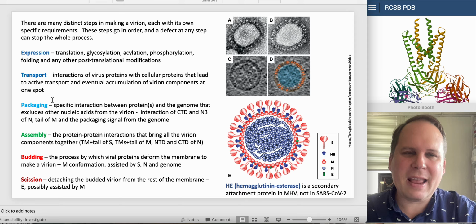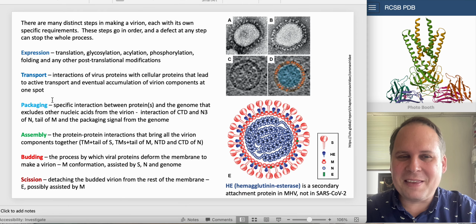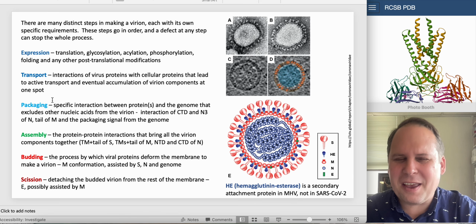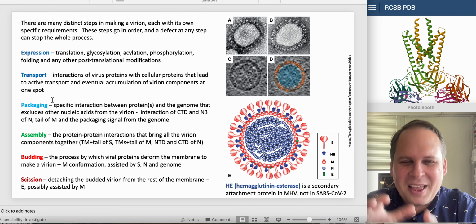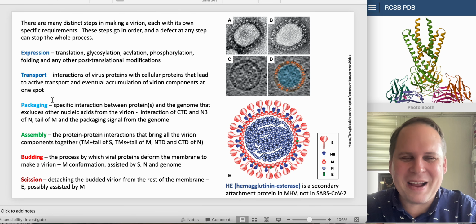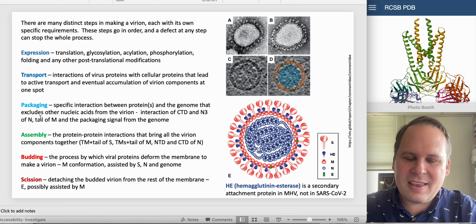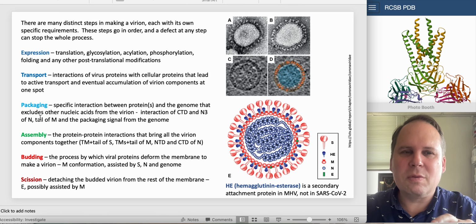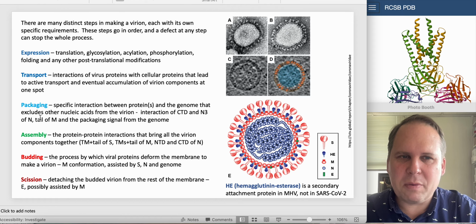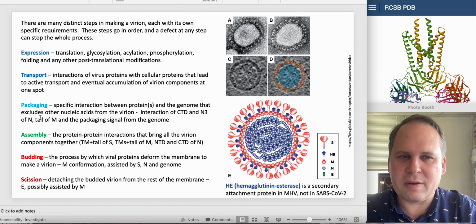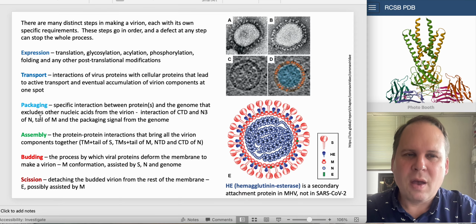Then you're going to have packaging. Packaging is the selective part. So think of the Amazon worker going and carefully selecting, handcrafting whatever thing you just ordered and putting it in the box, putting the wrapping paper around it, like Santa Claus does. Packaging involves specific binding to the genome. And mostly that's going to be done by N, but there is a component of M that also is important for packaging genomes and not just picking up RNA in general.